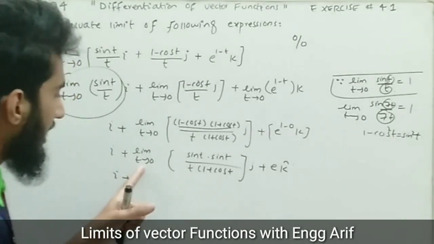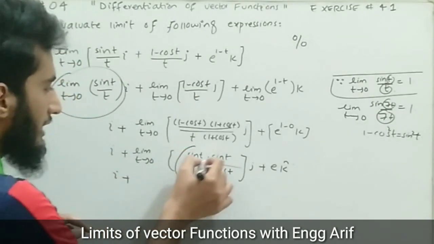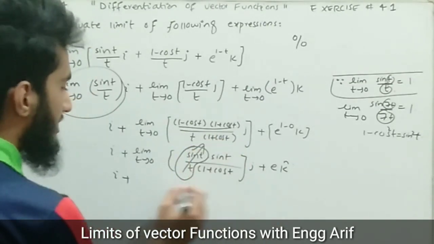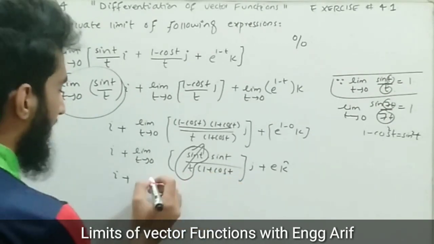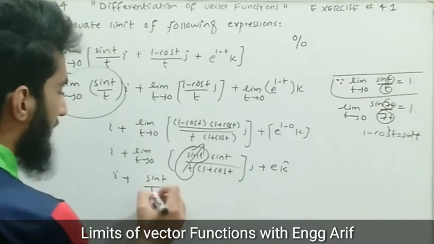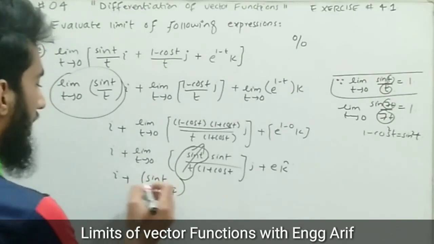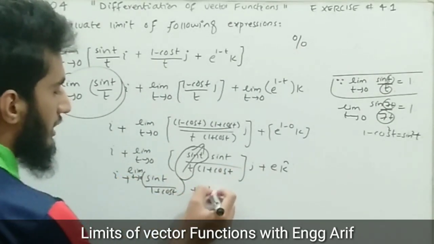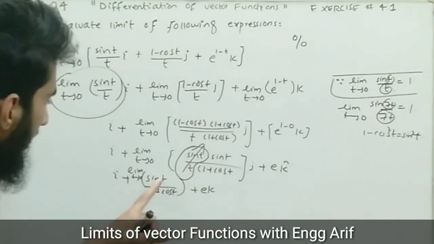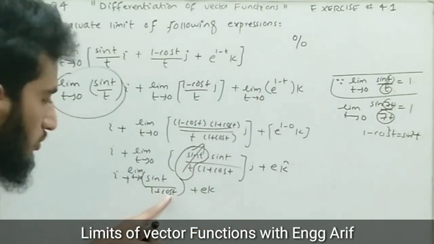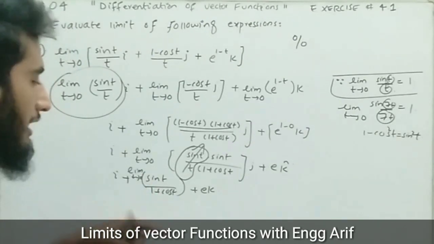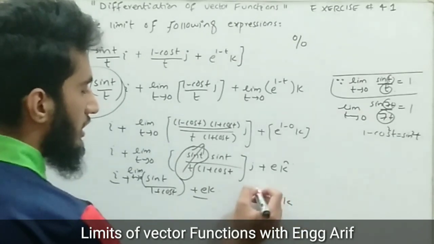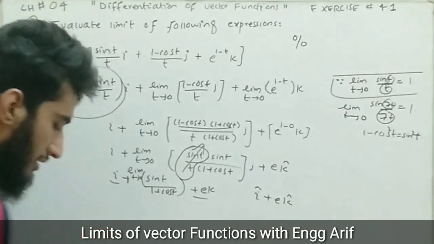You know that when the limit as t approaches 0, the value of sin t by t is always equal to 1. So this whole term is cancelled out, it gives us just 1. We are left with sin t divided by 1 plus cos t, and the limit over here is t approaches 0. And over here we are left with ek. Now by applying t equals 0, it becomes 0 divided by 1 plus cos 0, cos 0 gives us 1, 1 plus 1 gives us 2. So 0 divided by 2 gives us 0. We are just left with i plus ek. So this is actually the required and desired answer.